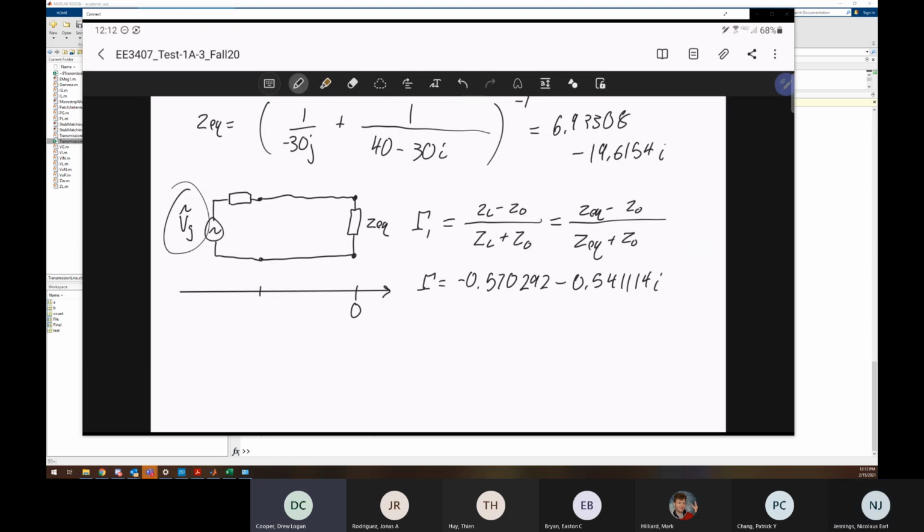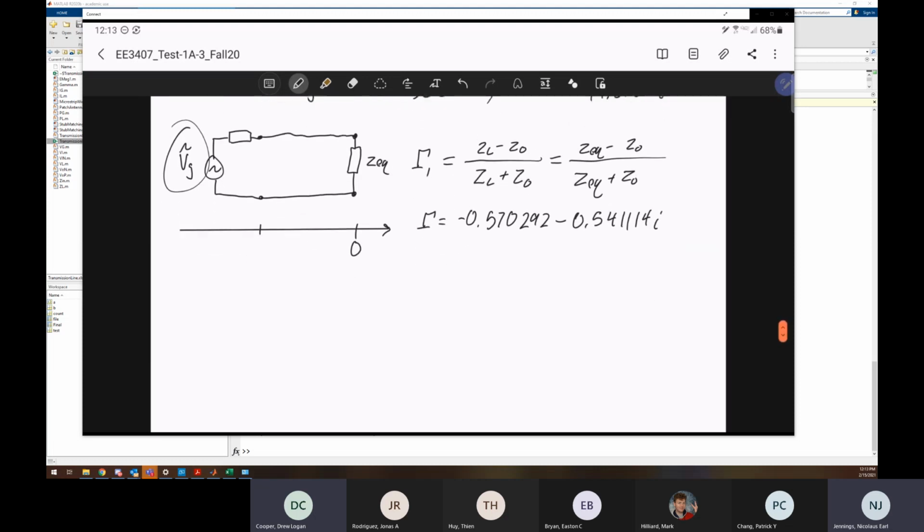Would it be like V phasor of Z? Yep. V phasor of Z divided by what? Divided by e to the negative j beta Z plus gamma e to the j beta Z. Exactly. Yep. That is what we're going to work with.